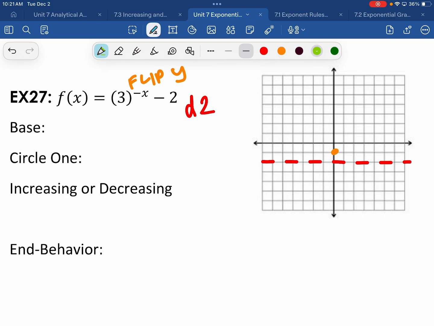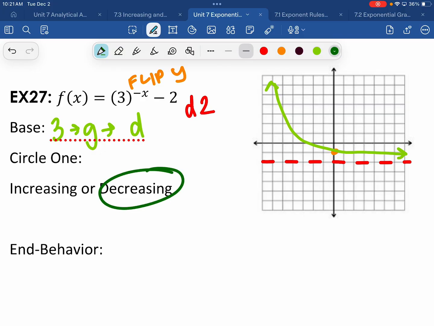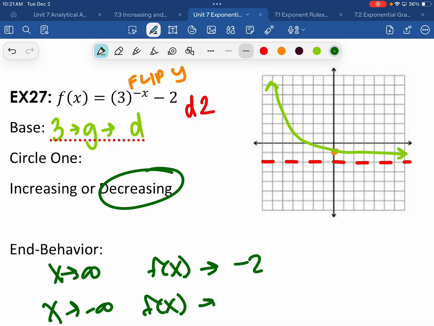What is my base? 3. So normally I would say that's a growth, right? But because we're flipping over the y, we're going to draw it as a decay. So we're going to start away and go toward it. Increasing or decreasing? Decreasing. And as x goes to infinity, f of x is going to go to negative 2. And as x goes to negative infinity, f of x is going to go to infinity.